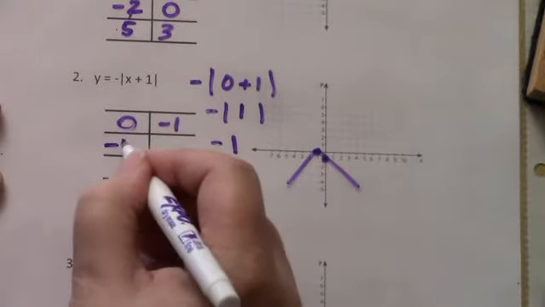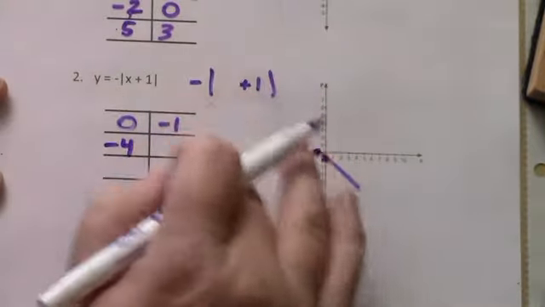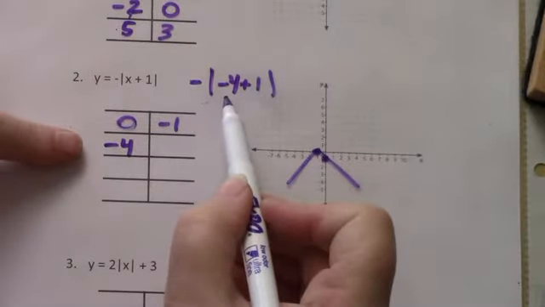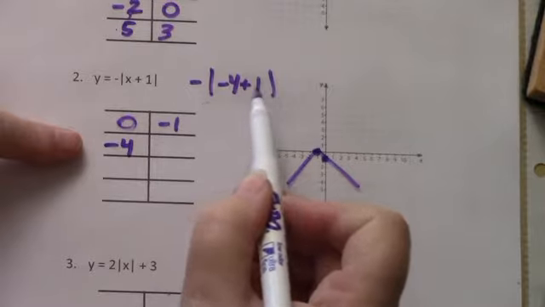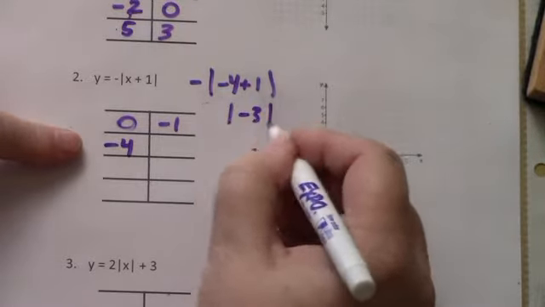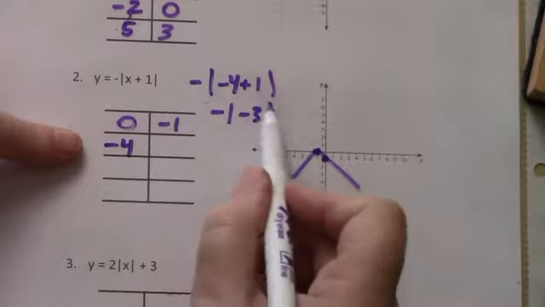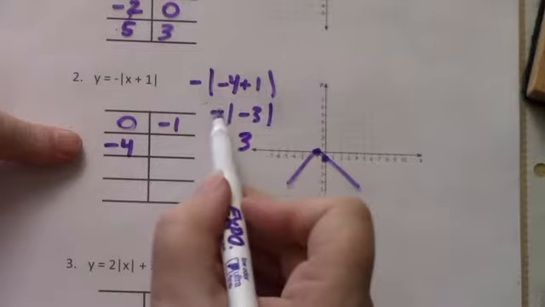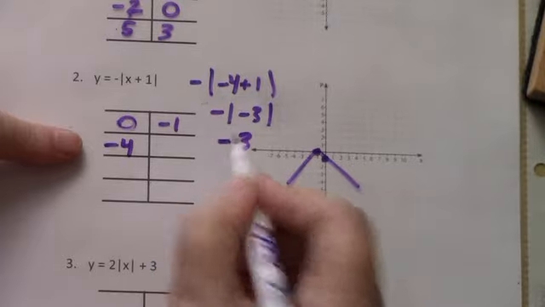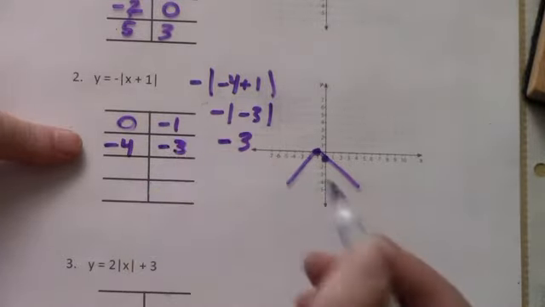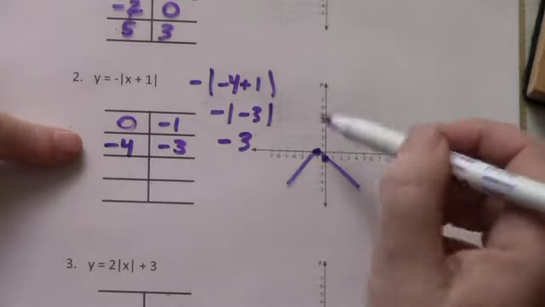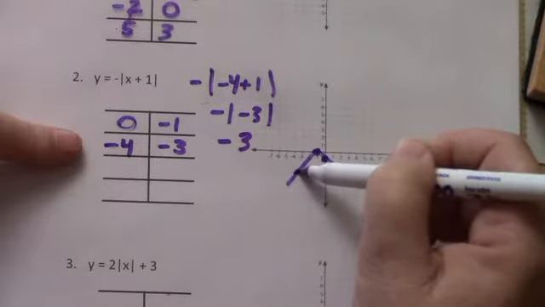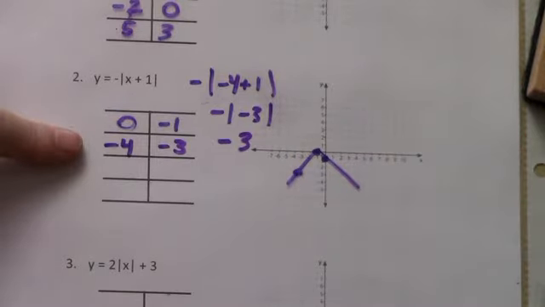Let's take a number like -4. So let's substitute that in. So now our x is -4. -4 plus 1 is -3. The absolute value of -3 is 3. And because this negative is on the outside of that, our answer is -3. So let's take a look on our graph. We had -4 for x, and we went down 3. 1, 2, 3, and there it is, right there on our line.